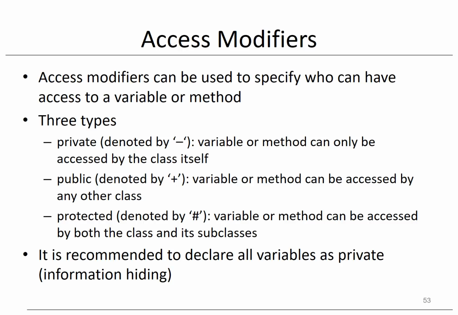In UML, access modifiers can be used to specify who can have access to a variable or method. Example choices are private, denoted by the symbol dash, in case the variable or method can only be accessed by the class itself. Public, denoted by the symbol plus, in case the variable or method can be accessed by any other class. And protected, denoted by the symbol hash, in case the variable or method can be accessed by both the class and its subclasses.